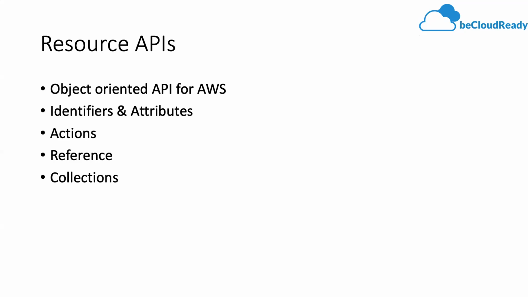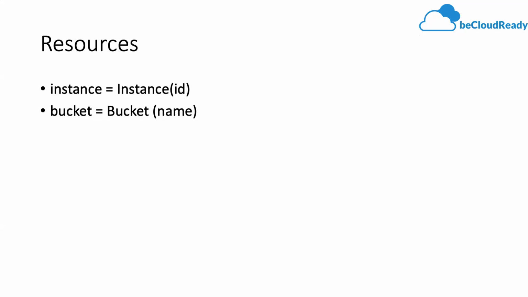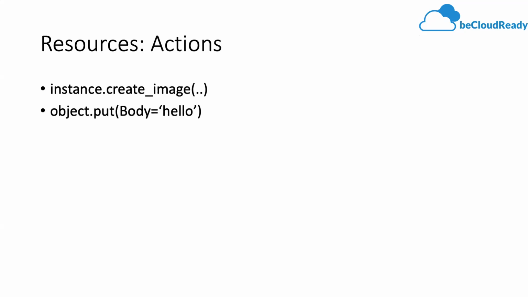So it has multiple options like identifiers, attributes, actions, references, and collections. Instances: if you don't know what an instance is, in Elastic Compute, basically EC2, virtual machines are called instances in AWS. Now you have a bucket, you can create a bucket name. Actions, for example, you want to create an image. You just do instance.create_image. That is what gives you the power of object-oriented. You got the instance and now you can use the create method to create it.